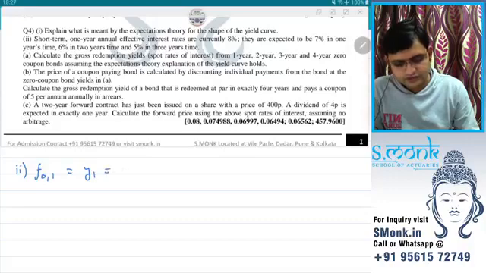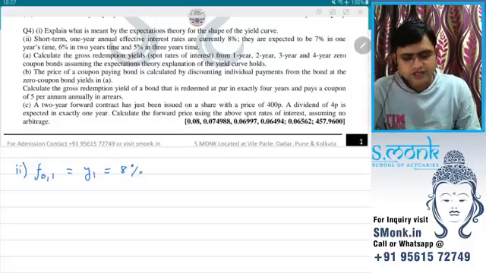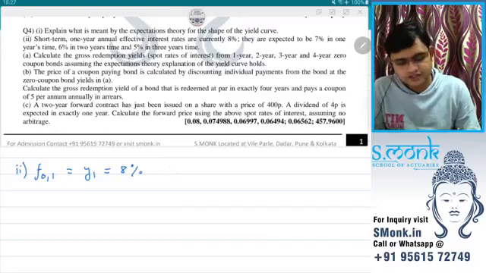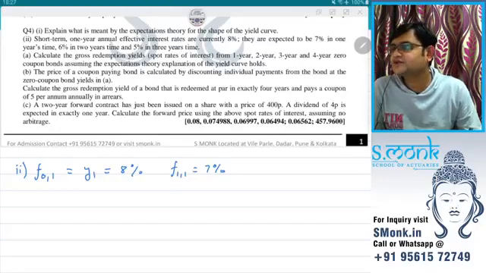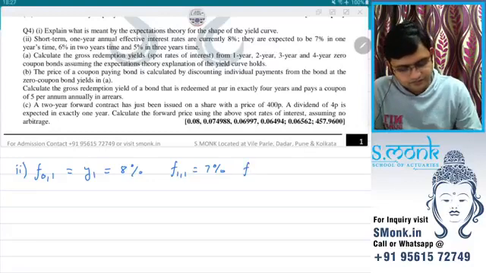Okay, y1 will be equal to 8%. They are expected to be 7% in 1 year's time. So f of 1 comma 1 is supposed to be 7%. Then 6% in 2 years time. 2 comma 1 is 6%. 3 comma 1 is 5%. Okay.